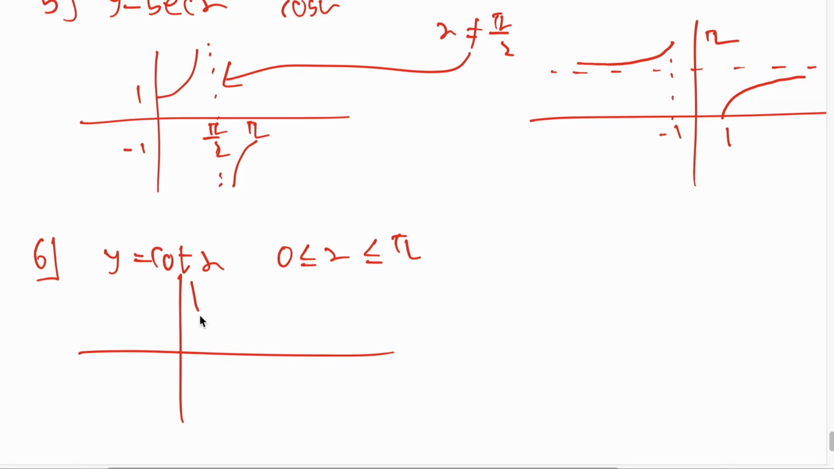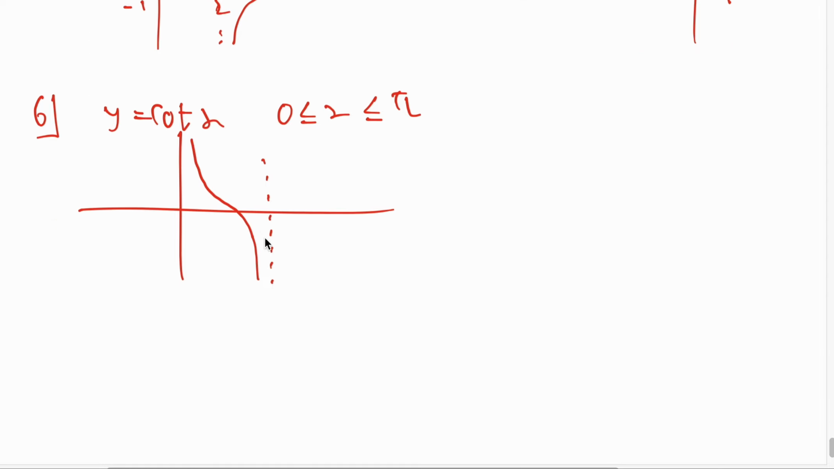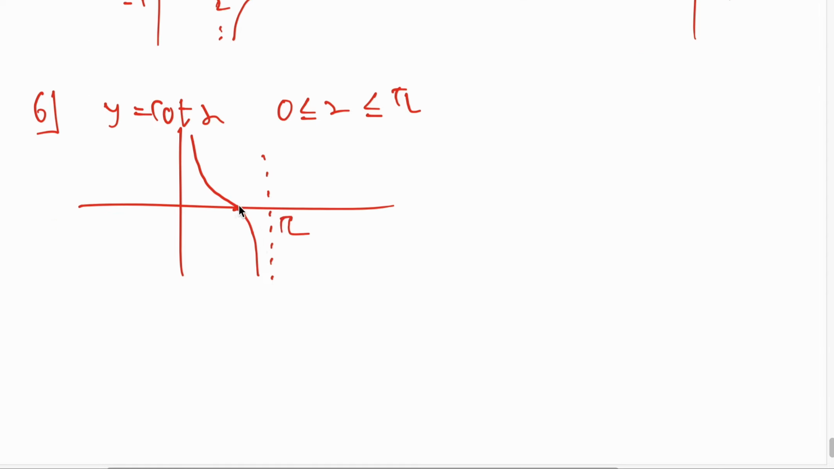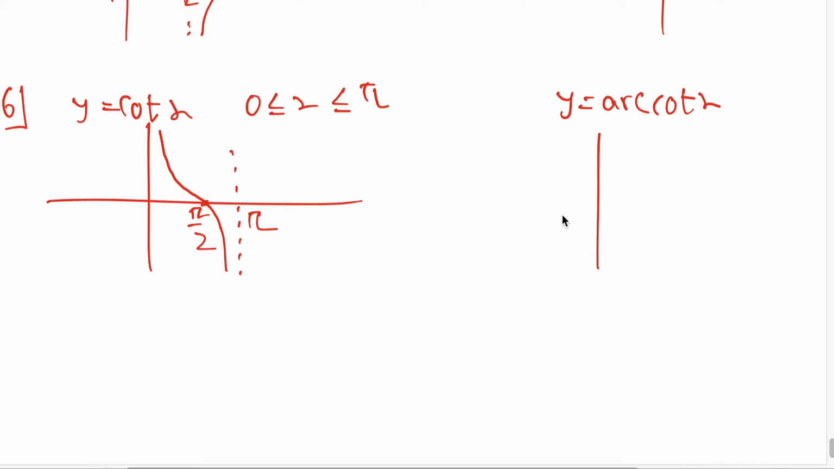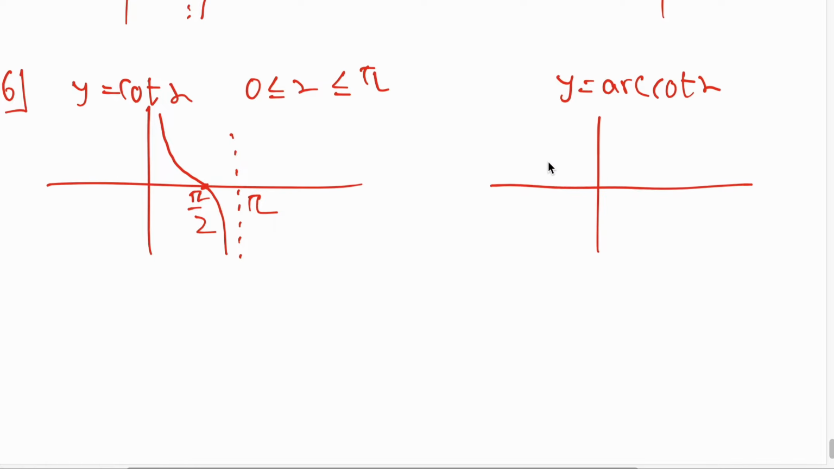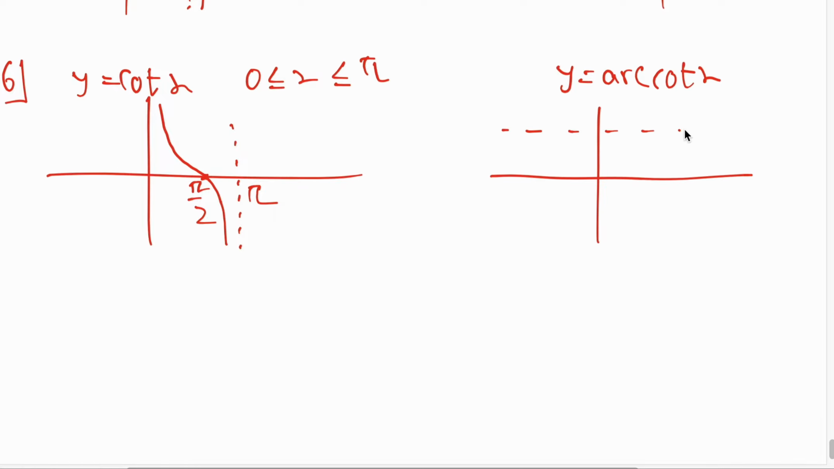The shape of the curve will be like this. You all know this is pi and this point is pi by 2. Let's draw y equals to arc cot x. What will be our arc cot x? There will be a y equals to pi line asymptote, and the shape of the curve will be this. This point, pi by 2, is the cutting point on the x-axis, y-axis.